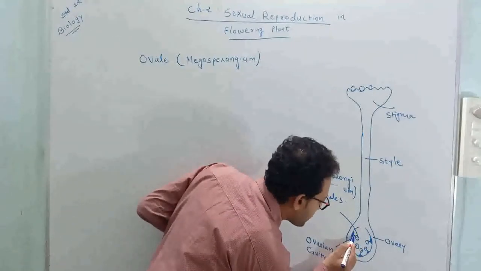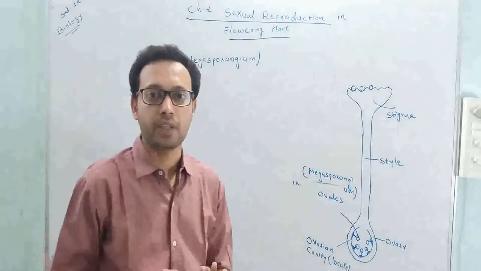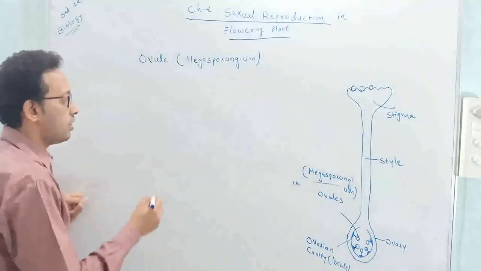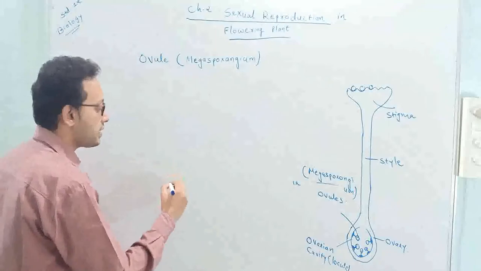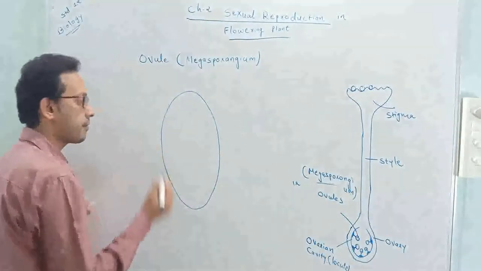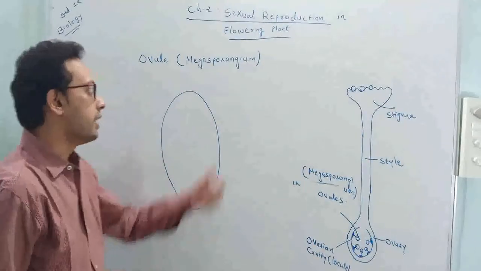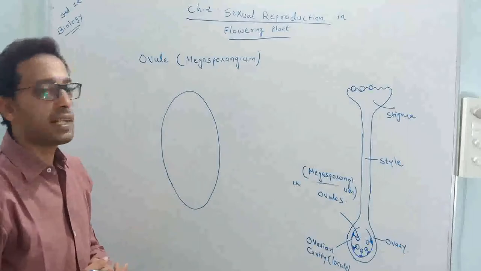This ovule is attached with a stalk-like portion to a placenta. That much information we have now. Why do we call it an ovule? Because usually it is oval in shape. Clear? That's why we are calling it an ovule, or the other name of this is megasporangium.